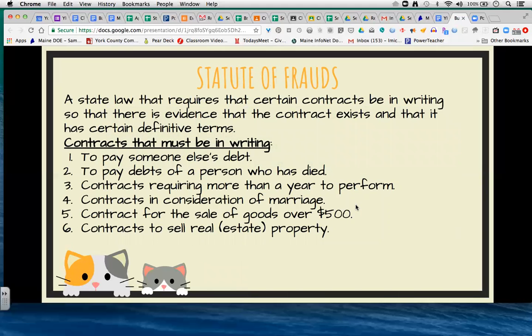Statute of Frauds requires that certain types of contracts be in writing to be enforceable. These types of contracts include, number 1, contracts to pay someone else's debt. Number 2, to pay debts of a person who has died. Number 3, contracts requiring more than a year to perform. Number 4, contracts in consideration of marriage. Number 5, contracts for the sale of goods over $500. And number 6, contracts to sell real estate.